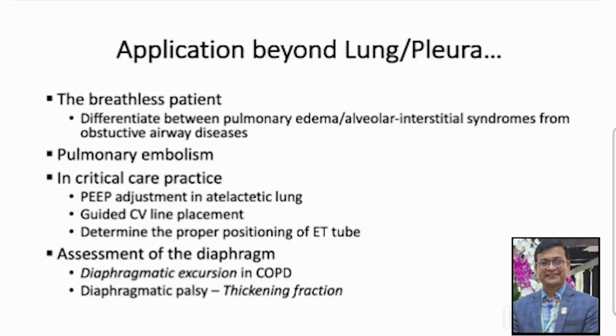We can also assess diaphragmatic function in COPD patients by seeing the diaphragmatic excursion. We can say how severe the COPD is, especially in those who can't go for spirometric maneuvers. For diaphragmatic palsy, we can detect the thickening fraction. So you have seen that in pleural disease, and beyond the pleura and lung, there is a vast application of thoracic ultrasonography.